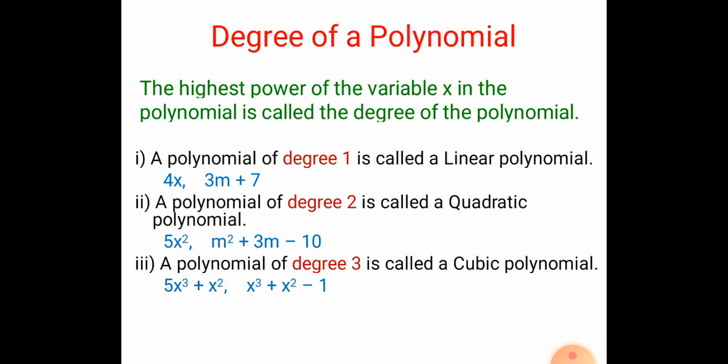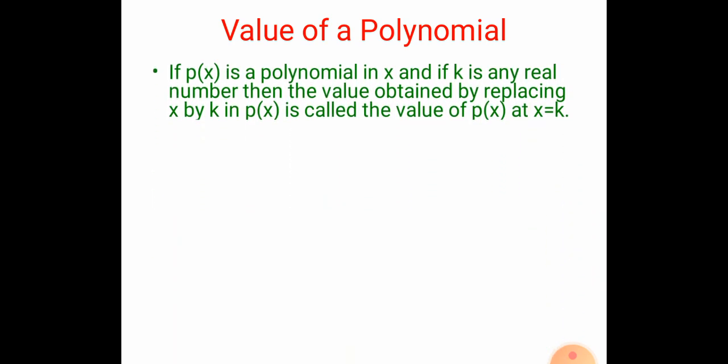The third type of polynomial is a cubic polynomial, in which the given polynomial should have the degree 3. Now let us check what is the value of a polynomial. Now the definition is, if p of x is a polynomial in x and if k is any real number, then the value obtained by replacing the x by k in p of x is called the value of p of x at x equal to k.